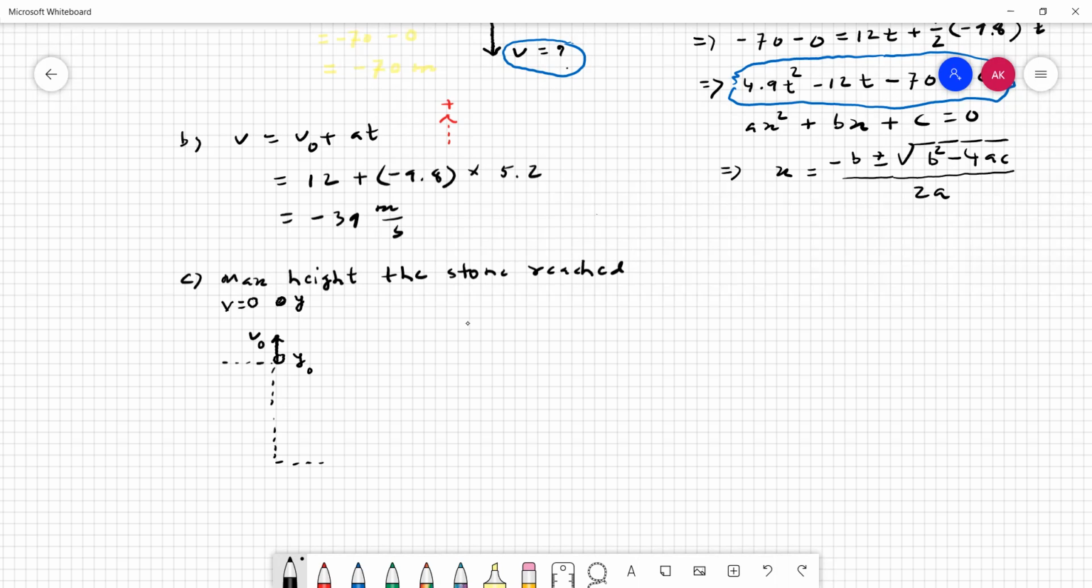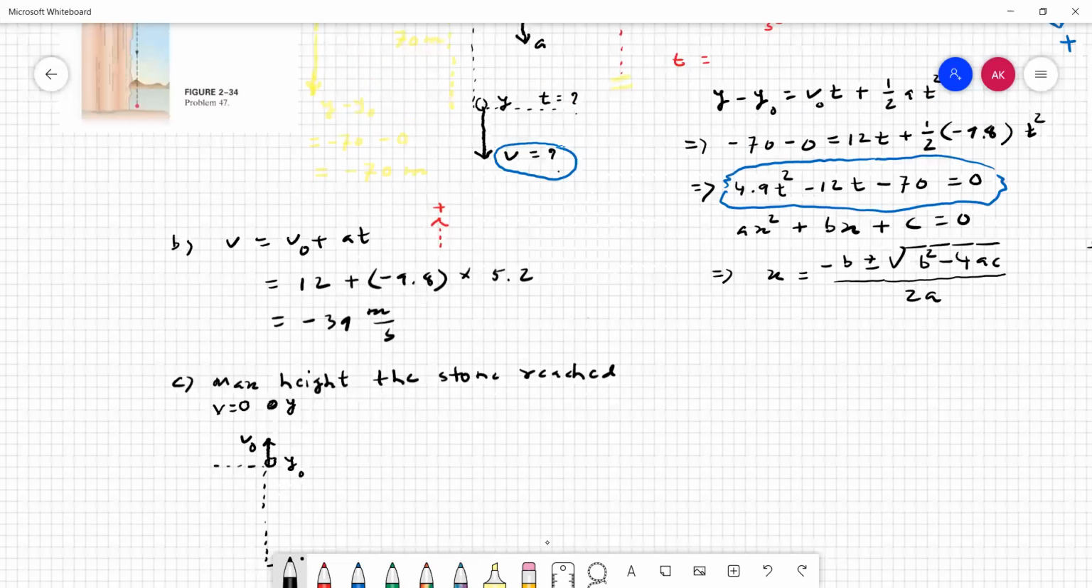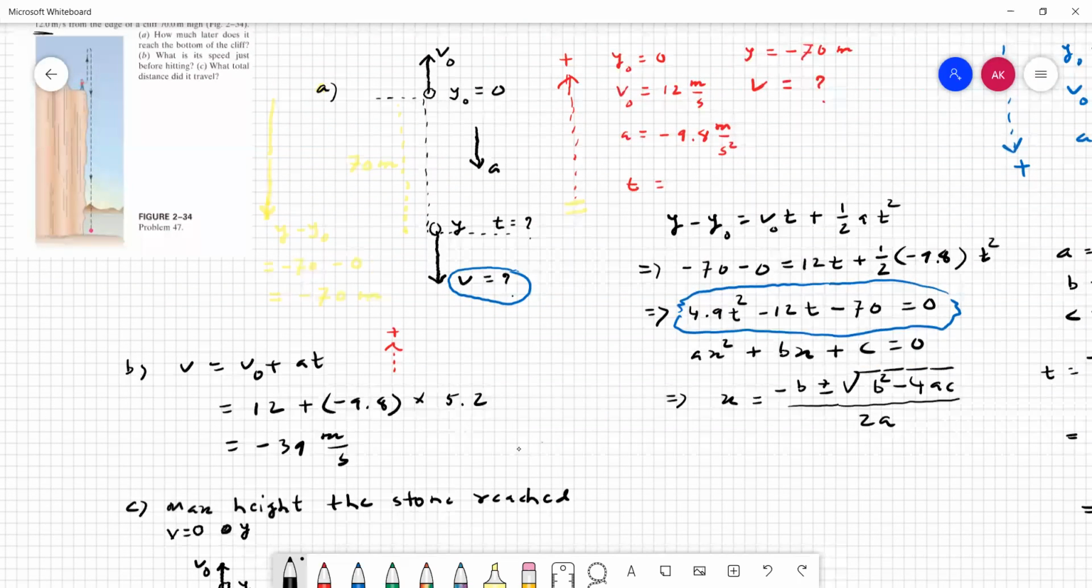We are already given its initial velocity. Do you see the diagram difference? In the first part, when we are trying to solve for the entire time, its initial position is at the top. But where is the final position in the first part? At the bottom of the cliff. Okay, at the bottom of the cliff.